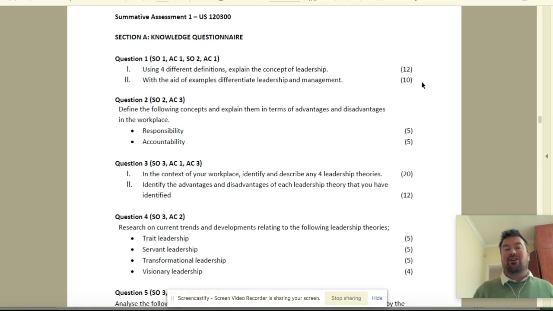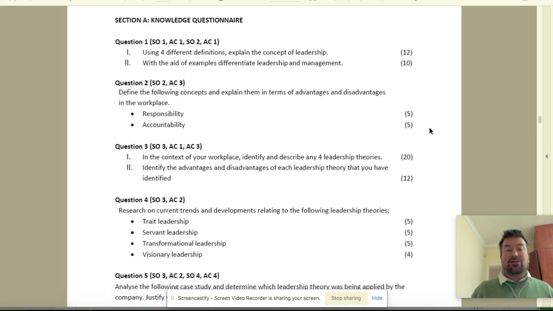Then, with the aid of examples, differentiate between leadership and management. So over here, they're saying practically tell us the difference between leadership and management based on an example. So I have seen a leader at work and they use that specific tactic. A manager that I've worked with, they use this specific tactic. And that is now differentiating between leadership and management. Great. Then question number 2.